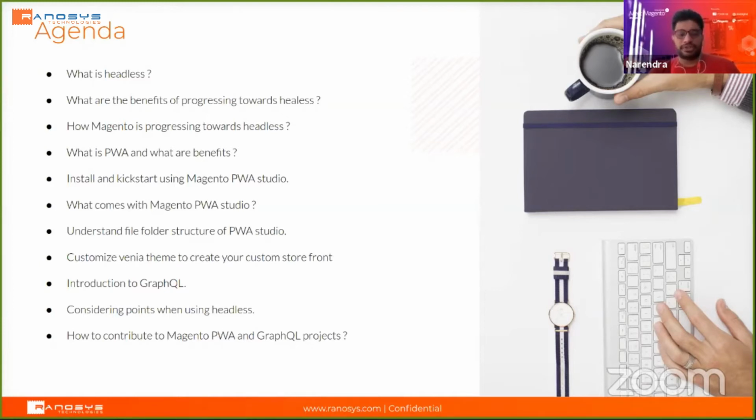We will also understand the file and folder structure of PWA and how we can customize it. We will see an example, like if I want to customize a single part of the layout that comes with Magento, how we can do that. And then GraphQL as well: for headless we need some part to communicate, so Magento is using GraphQL. GraphQL is also a very recent thing, so we'll be discussing GraphQL as well.